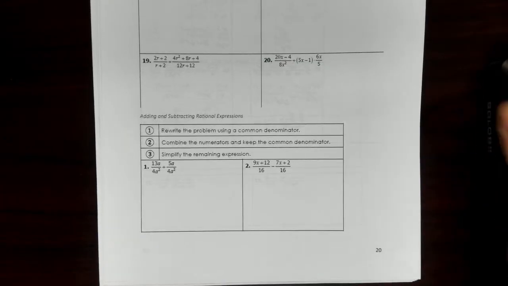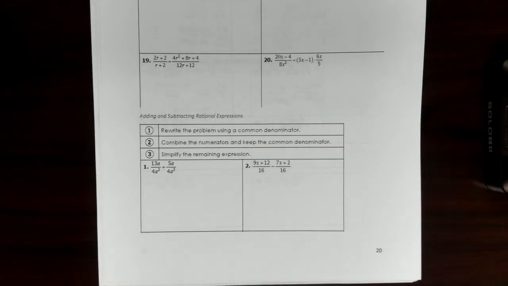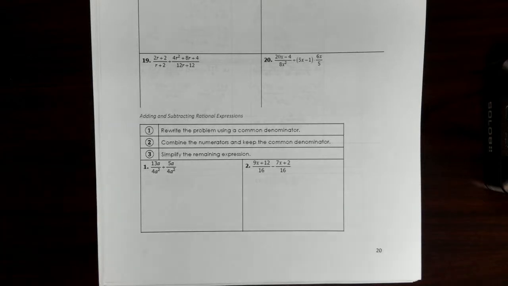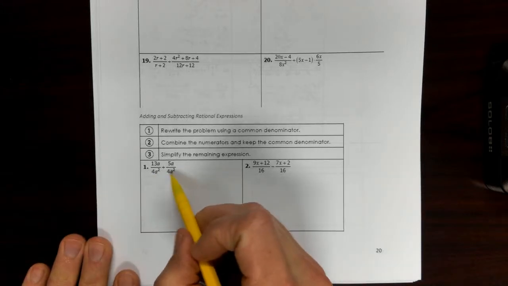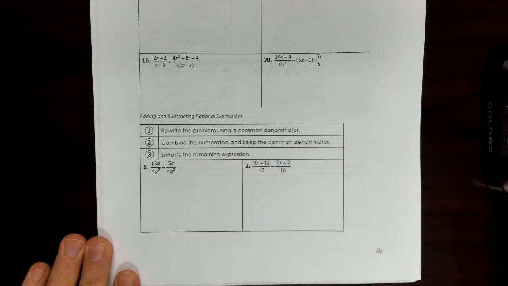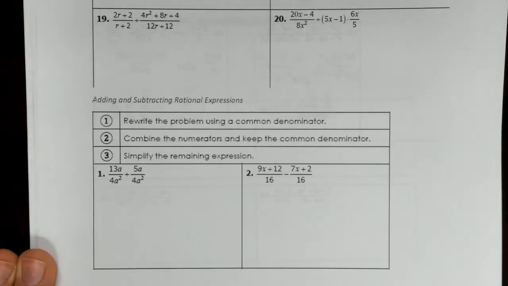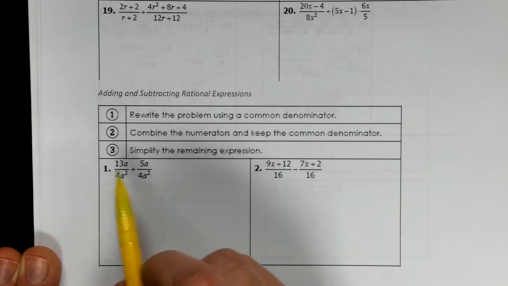Alright, peeps, today we're going to talk about how to add and subtract rational expressions. So step number one, we're going to rewrite the problem and make sure that it has a common denominator. So we have two fractions here, they have to have the same denominator, right? The denominator is on the bottom, it has to be the same. If it's not, we need to make a common denominator.